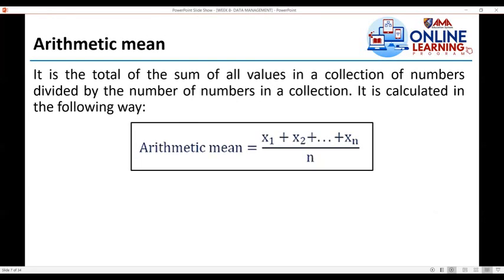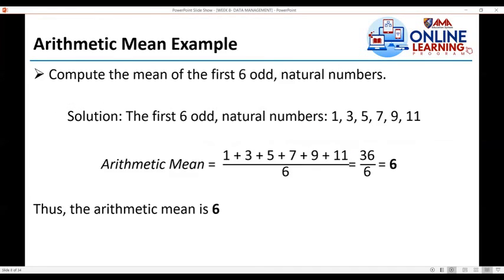Arithmetic mean is a type of mean. It is the sum of all values in a collection of numbers divided by the number of numbers in the collection. It is calculated in the following way. Arithmetic mean is equal to x sub 1 plus x sub 2 up to x sub n divided by n, wherein x sub 1, x sub 2, and x sub n are the elements of the data set, and n is the total number of elements in the given data set.